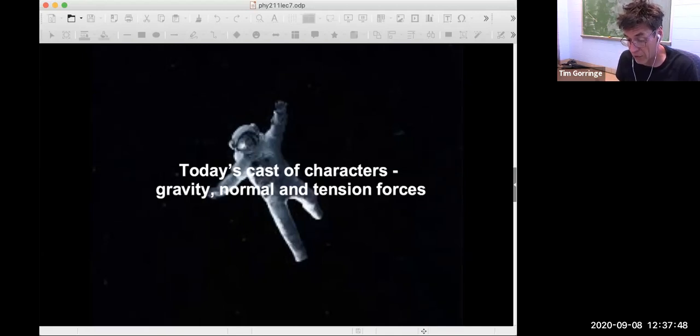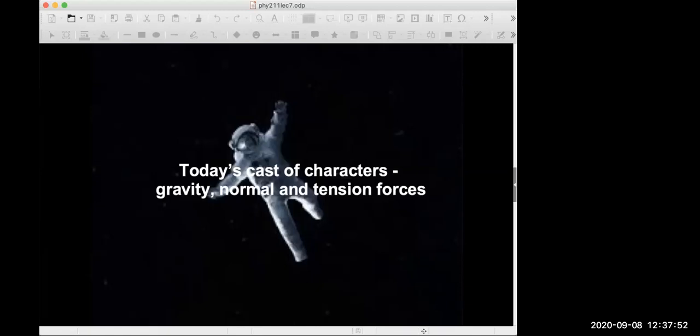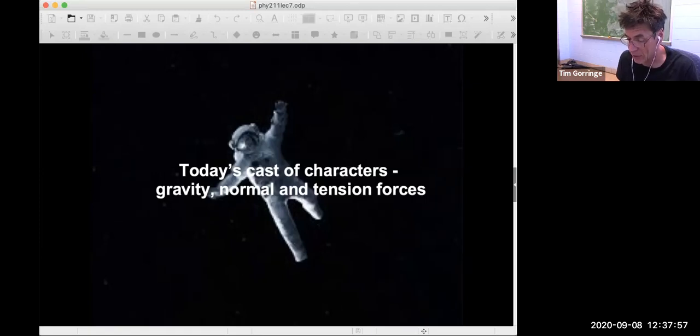And if there were no gravity, normal, and tension forces in today's class, then we'd just be floating around in space. If we were still, we would stay still. If we were moving, we would stay moving. It's the gravity, the normal, the tension forces that create the action, create the drama in today's class.